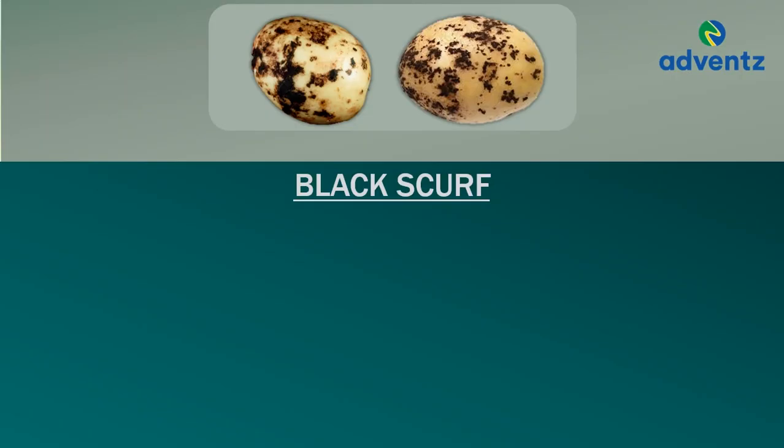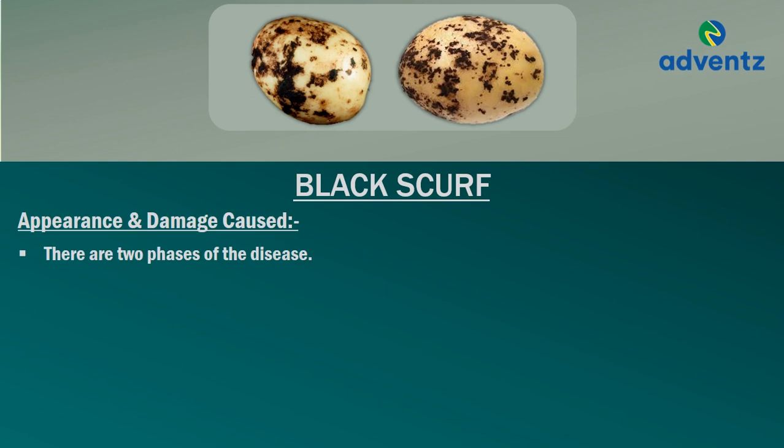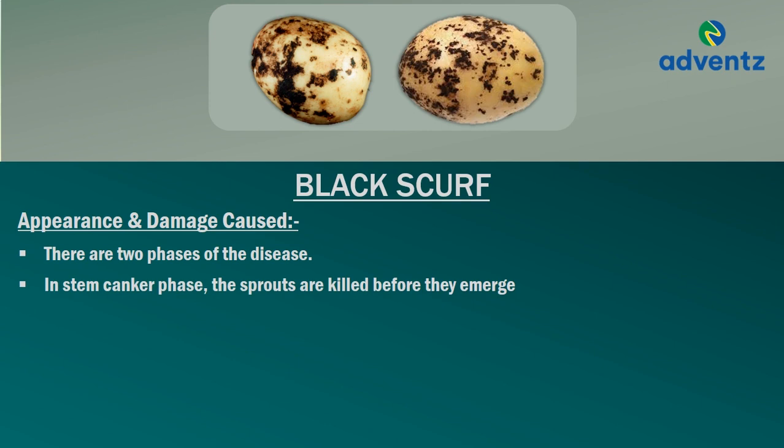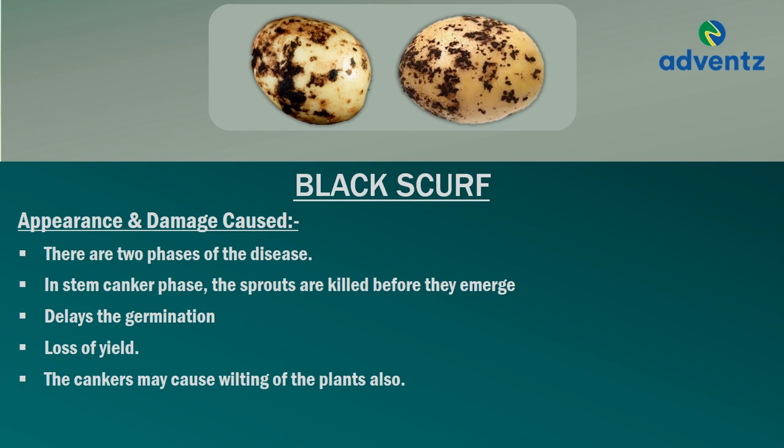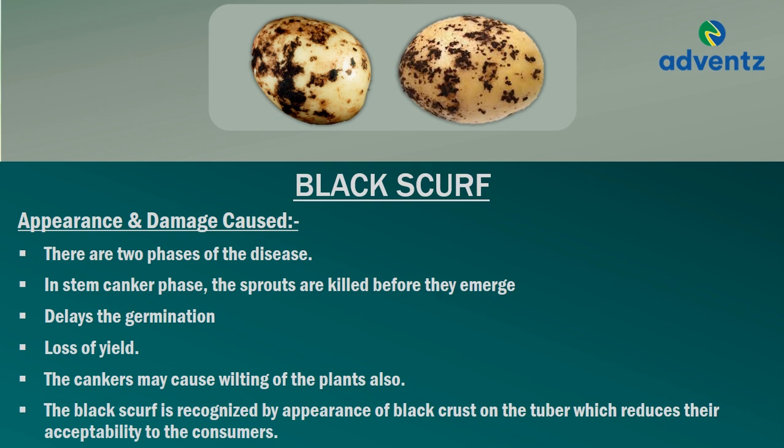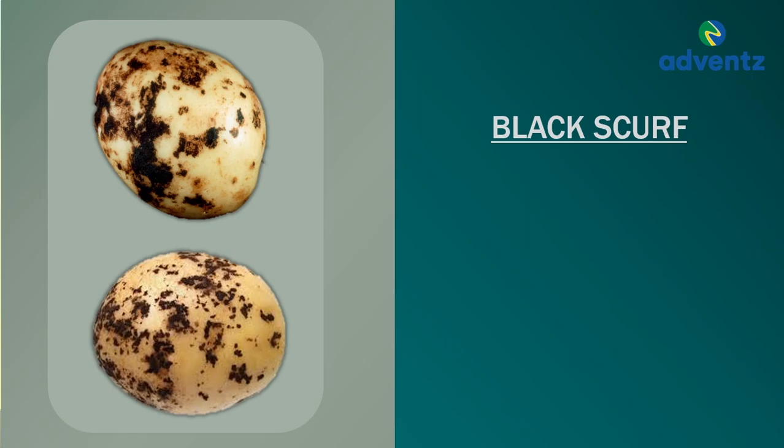What is the appearance of black scurf and what is the damage it causes? There are two phases of this disease. In the stem canker phase, the sprouts are killed before they emerge. This delays germination and results in a loss of yield. The cankers may cause wilting of the plants as well. Black scurf is recognized by the black crust on the tuber, which reduces the acceptability of the potatoes to the consumer.